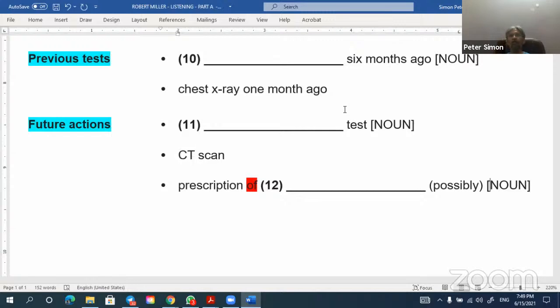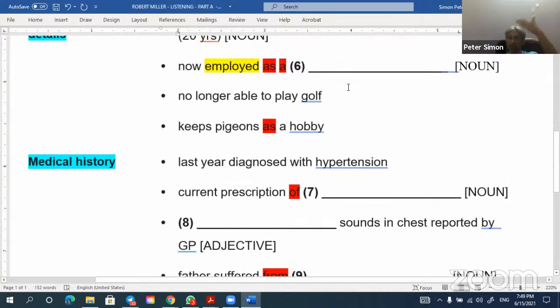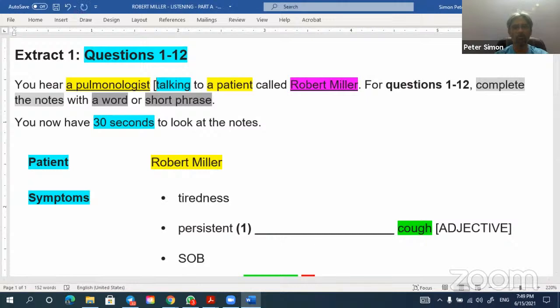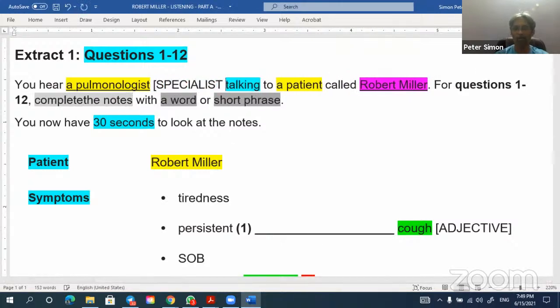Right. Now I'm going to show you some more points. I'll be pushing the formats earlier. So a pulmonologist. What do you mean by pulmonologist? Pulmonologist is a specialist. A pulmonologist is a specialist. Who is a specialist in pulmonology? A specialist in pulmonology is a pulmonologist.